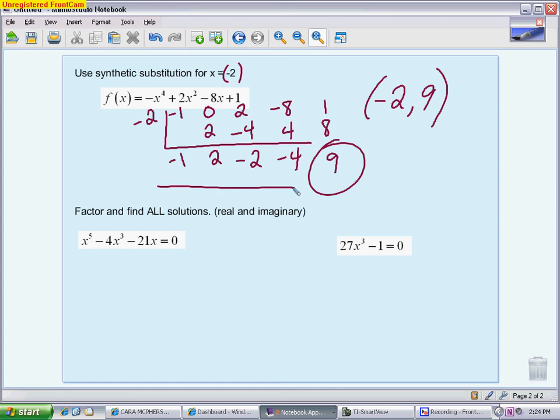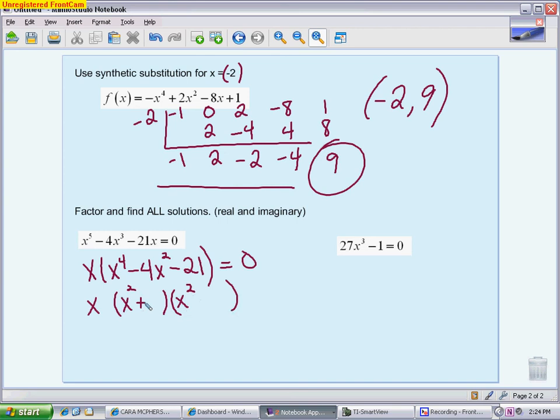So this one you can take out an x, which leaves you with an x to the fourth minus 4x squared minus 21. And then you want to see if you can factor it further. So this is a FOIL factor. So we're going to break down into x squared times x squared. It is going to be 1 plus and 1 minus.